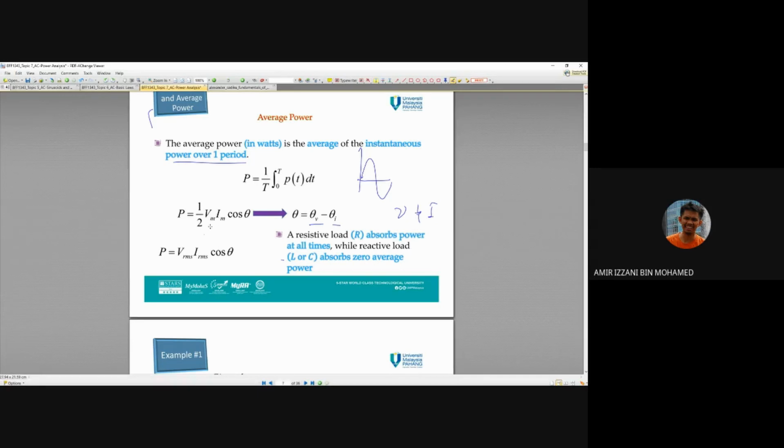We can also convert this maximum value into RMS value. Remember how to convert it. V RMS equals V max over root 2. Similarly, I RMS equals I max over square root 2. So replace it here, and you can get this RMS power.